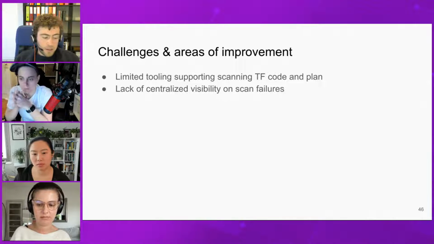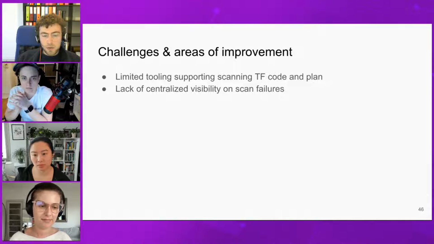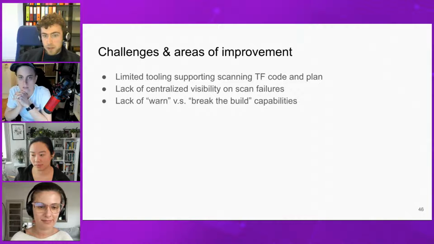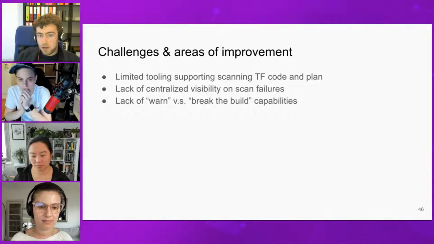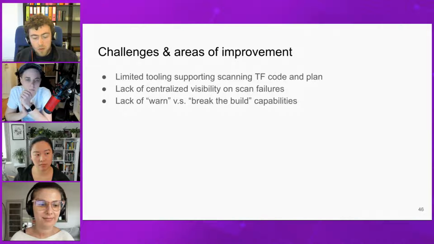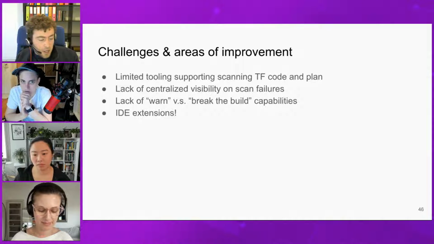And typically, currently, this is solved by commercial tools, but we don't have much in terms of open source for that. Another thing that can be interesting is the lack of warn versus break the build capabilities. So typically, it's interesting to be able to have rules that are going to trigger some warnings and other rules that are going to break the build in a sense. And this is not something that we have currently, as far as I know, with the open source tooling that we discussed here.